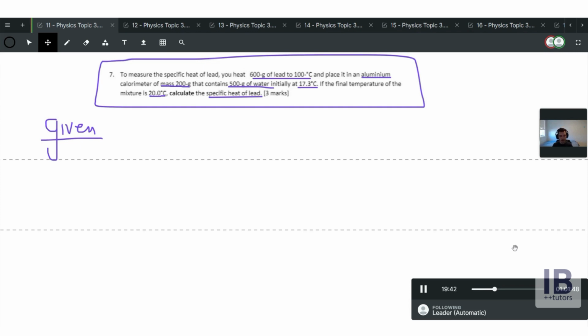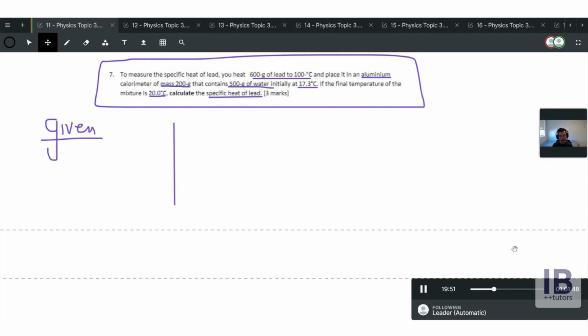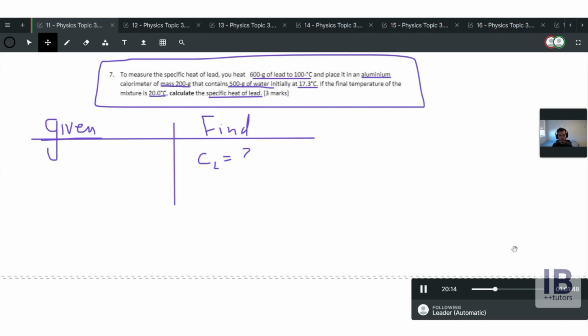You don't have to do it this way exactly. I usually don't always write it explicitly, but if I did, I would make a little box for my givens, and then a little box for the things that I'm looking for. So what am I looking for? Calculate the specific heat of lead. So we're looking for C_L, let's say. This is what we're looking for. You agree?